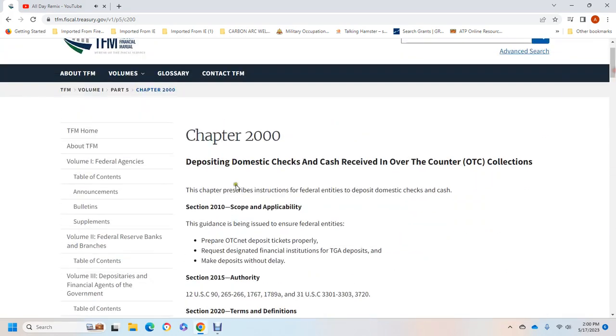And that was Chapter 2000, Deposit of Domestic Checks and Cash, covered under Over-the-Counter Collections.